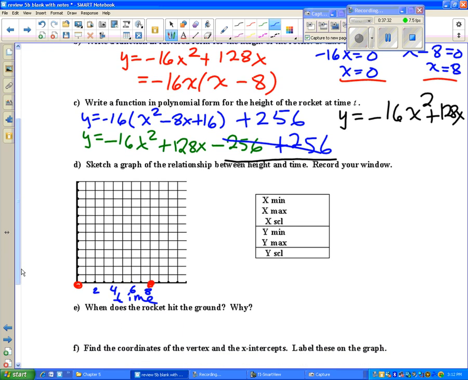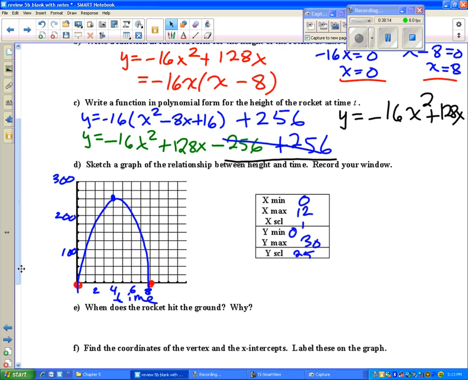So I'm going to go ahead and count this by 25s. So this is 100, 200, 300. So (4, 256) will be right about there. And my parabola is going to do something like that. So my x minimum, I said, was 0. My x maximum, 9, 10, 11, 12. I'm counting by ones. My y minimum is 0. My y maximum is 300. I'm counting those by 25s.